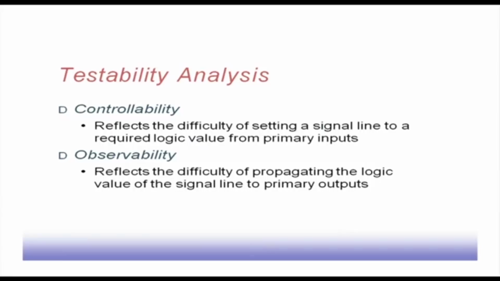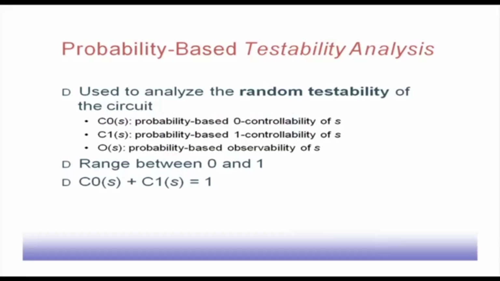It reflects the difficulty of propagating the logic value of the signal line to the primary output. So, these are the two important measures that we have: controllability of a point and observability of a point. When we have a circuit with a large number of lines, for each of them we need to have this controllability and observability calculated.